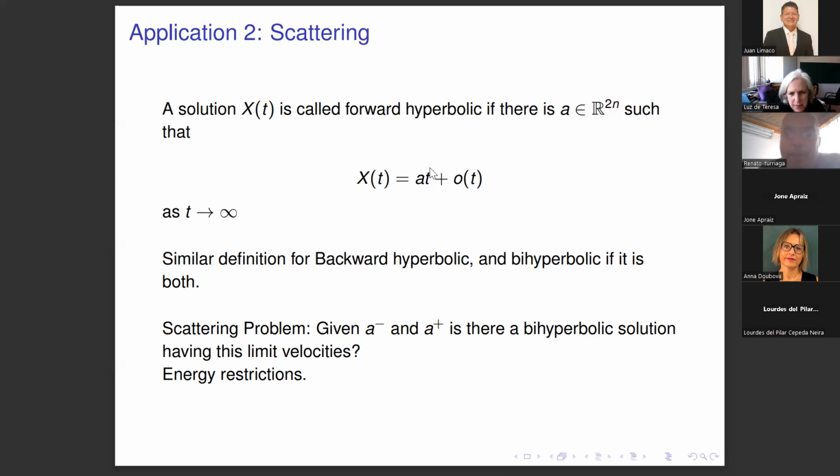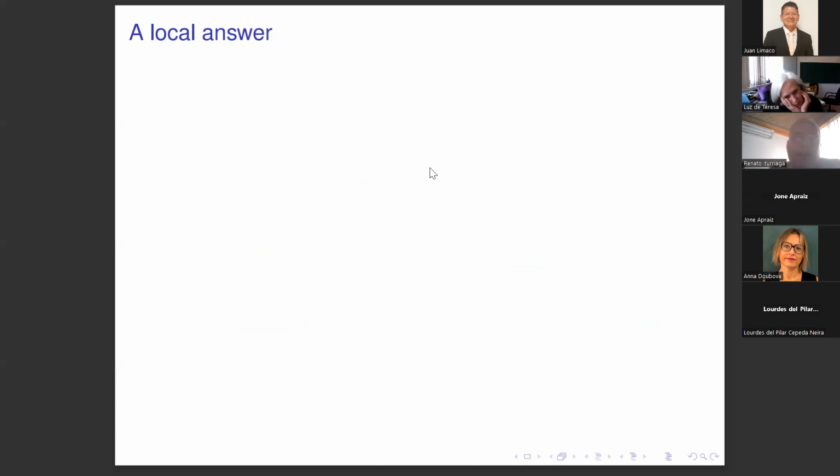But those are very particular examples. What you don't know is whether there is an open and dense set of A minuses and an open and dense set of A pluses for which this is true, such that you can find a hyperbolic solution. That's probably true. We have a local answer to that.